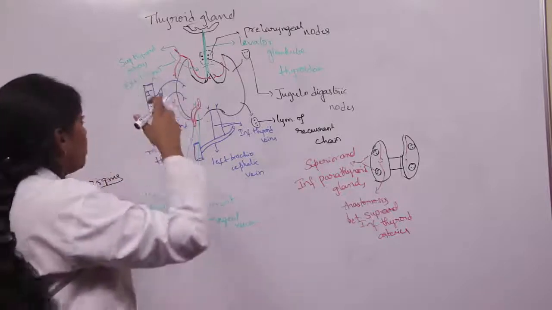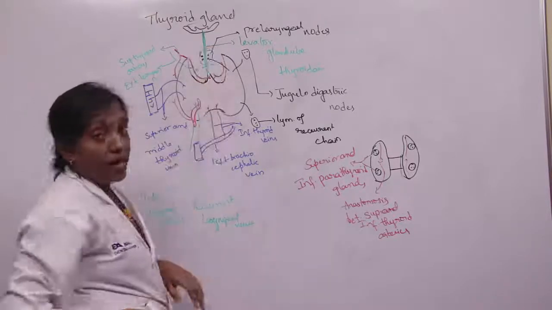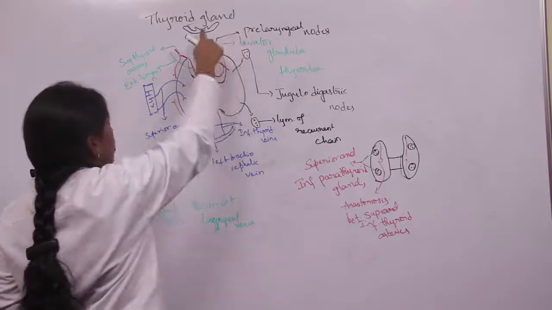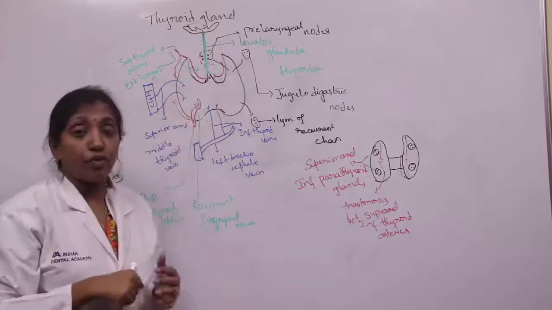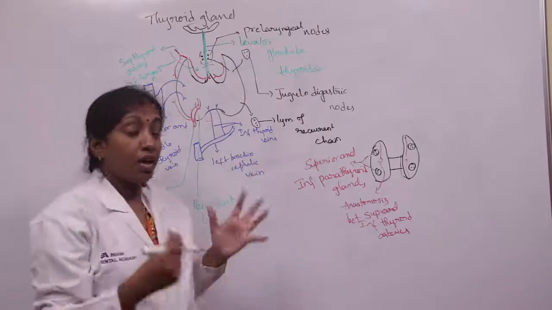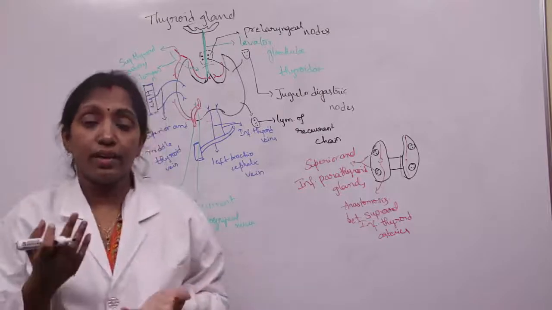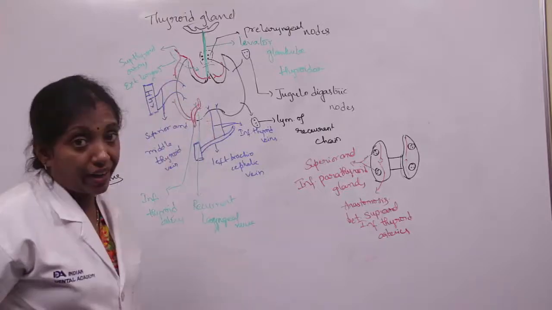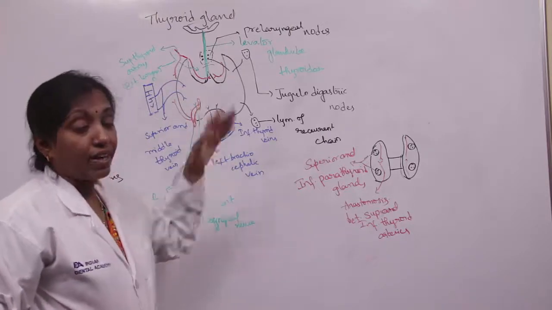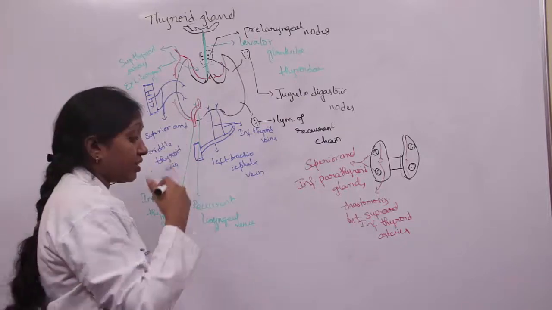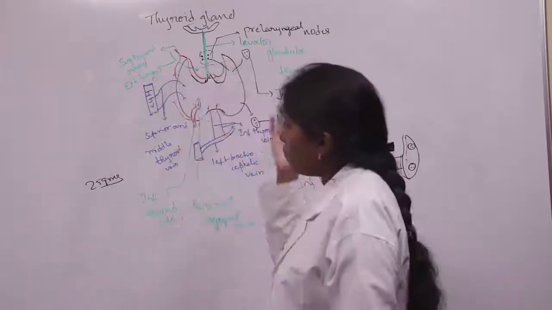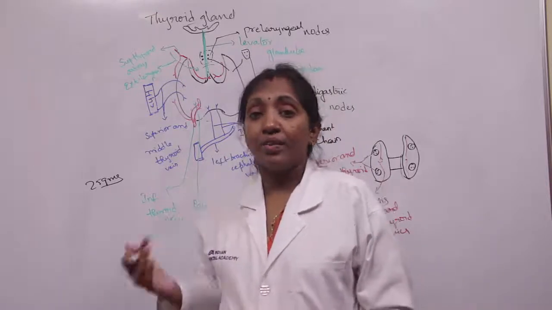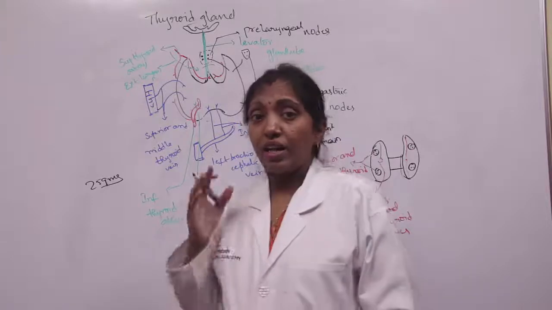Also, this false capsule is nothing but the pretracheal fascia. After enclosing the gland, it is attached to the hyoid bone and the oblique line of the thyroid cartilage. This way the thyroid gland moves up and down with deglutition, because of the attachment to the hyoid bone, the oblique line of the thyroid cartilage, as well as the cricoid cartilage through the ligament of Berry. So that is about the coverings of the gland.